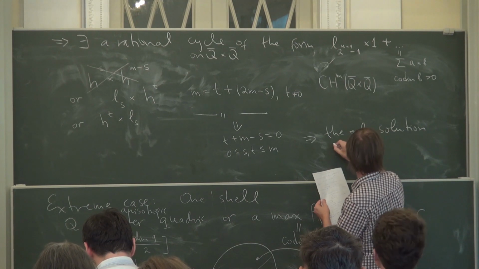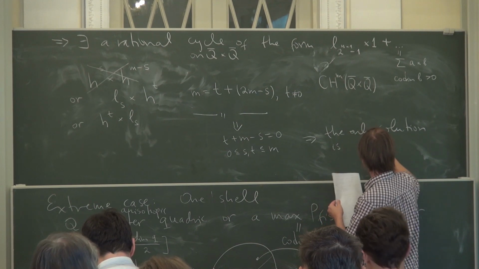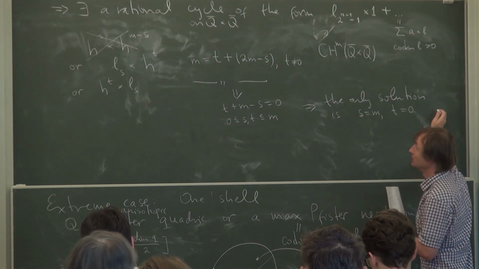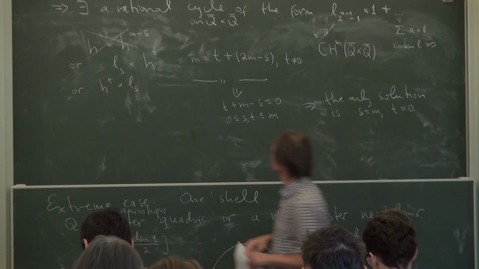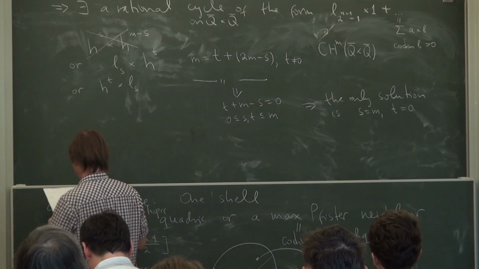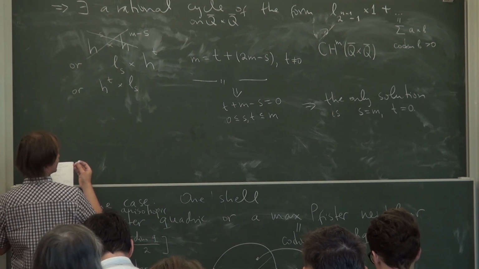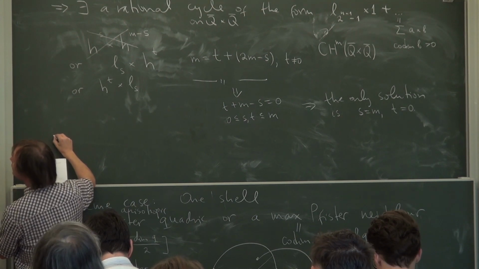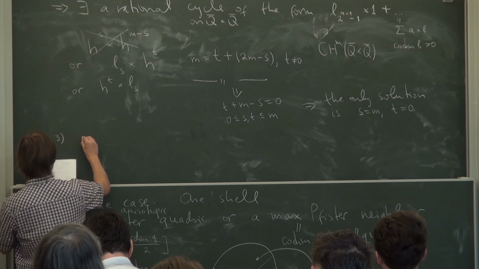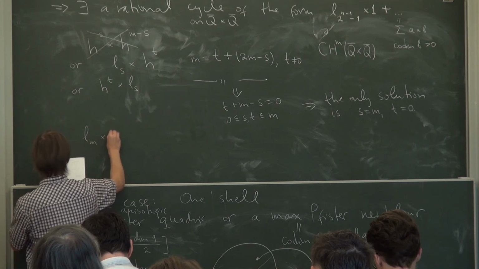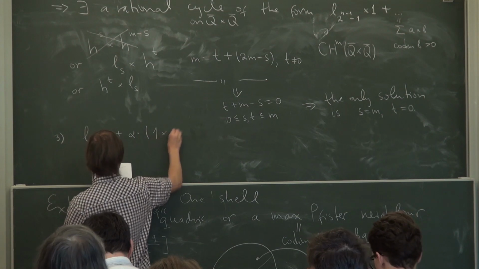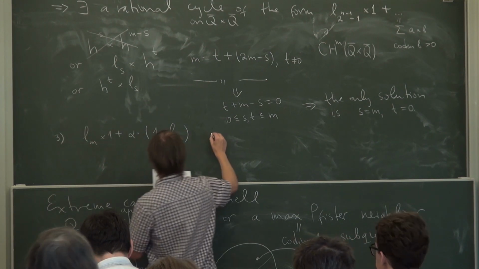So namely, S is M and T is 0. So what does it mean? It means we got a rational cycle which looks like, well, let's call it type 3. So we have a cycle Lm times 1 plus some coefficient times 1 times Lm is rational.